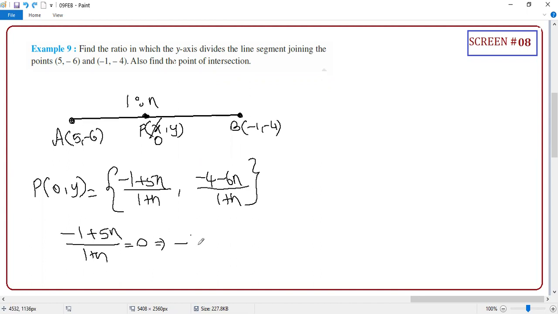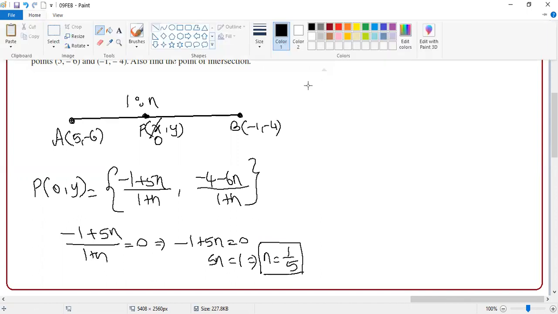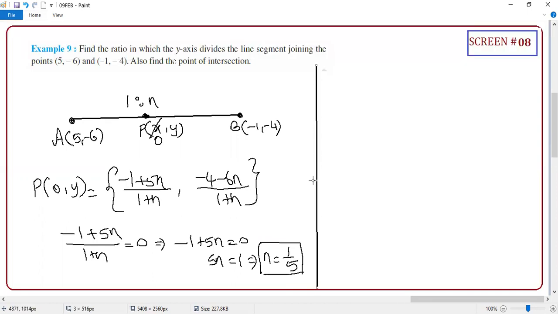So minus 1 plus 5n equals 0. Guys, 5n equals 1, so n equals 1 by 5. Agree with me or not? Many students end the answer like this and come out of the exam hall. No. Read the question. They are asking for the ratio. The required ratio is 1 is to n, so 1 is to 1 by 5, or 5 is to 1. Shall we come out of the exam hall with this?